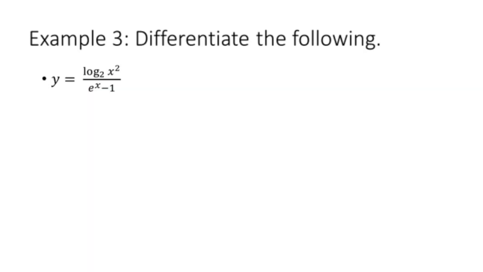Last, we're going to take the derivative of y equals log base 2 of x squared all over e to the x minus 1. Here we can see the last operation we would perform if we were simplifying is division. That tells us we would be applying the quotient rule.